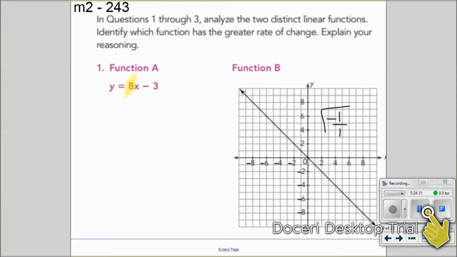So what we're comparing is positive 8 from function A to -1 over 1. So this one should be hopefully easy to see. I'm going to give you a second, and over here to the left, I want you to write your answer and your explanation for which has a greater rate of change. Ready? Begin.